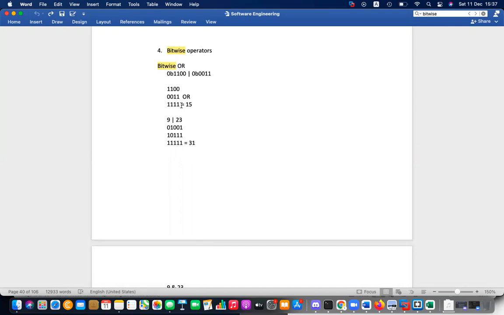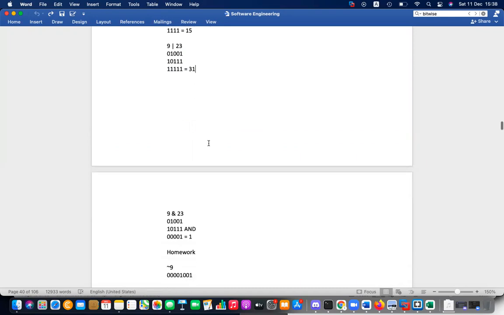Okay, bitwise OR, here 9 and 23. 9 is 1001 in binary, 23 is 10111 in binary. Let's OR this. So 1 with 0 is 1, 0 with 1 is also 1, and so on. So it is this one, 31 is the answer. So OR gate behavior is that.